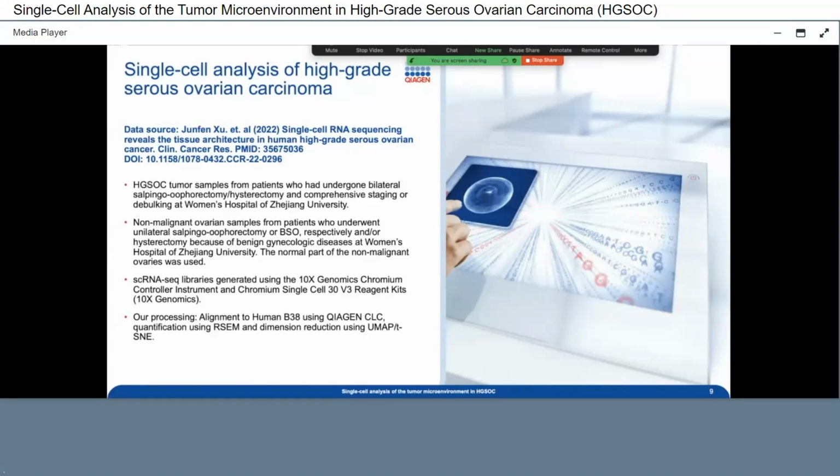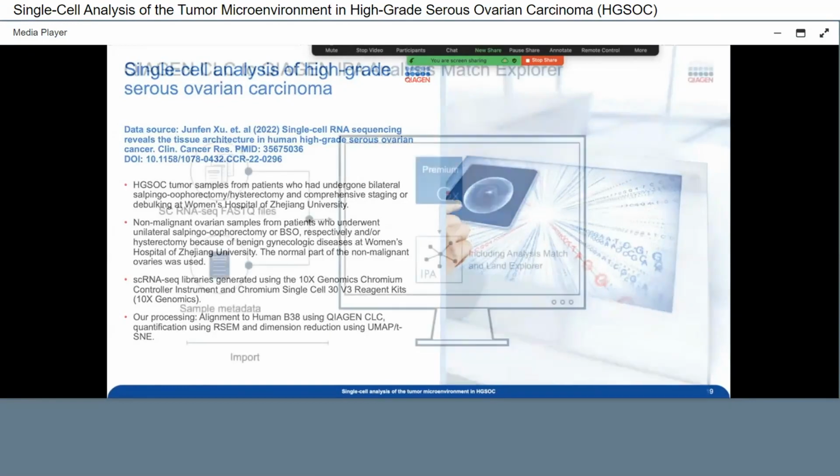They used 10x Genomics. It's good news because the CLC Genomic Workbench can process that, especially the V3 chemistry. We're going to align to B38 and quantify as normal. And we're going to give some dimension reduction using UMAP. Here, I'm going to show you one case.